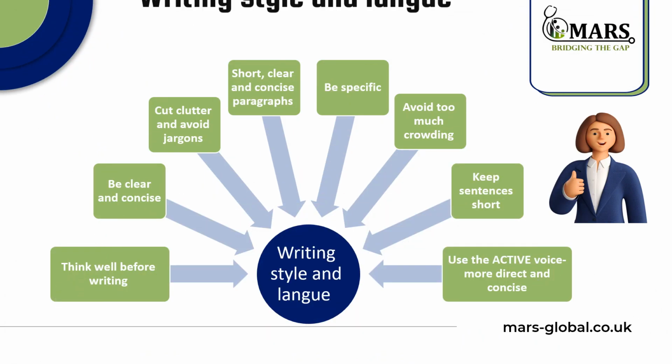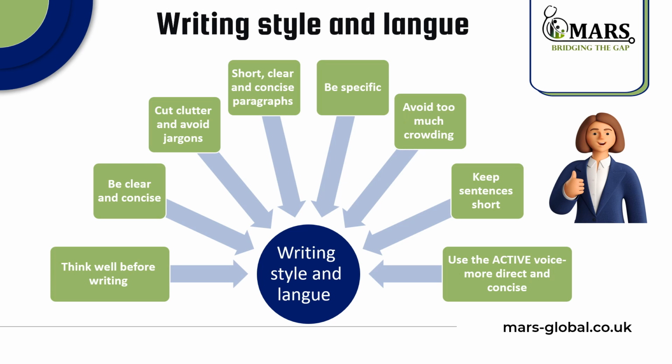I will discuss some basic rules about writing that are important to note when writing, for its style and language. So we should think well before writing, be clear and concise. We should cut clutter and avoid jargon. We should be short, clear, and concise. Be specific, avoid too much crowding, keep the sentences short, and use the active voice, which is more direct and more concise.